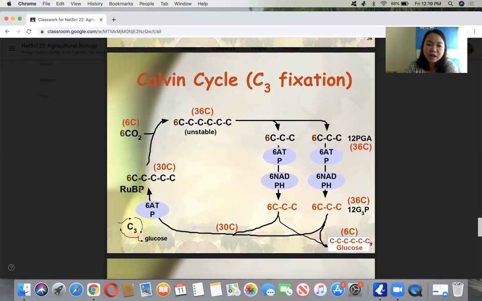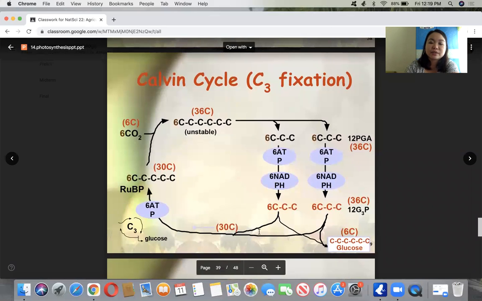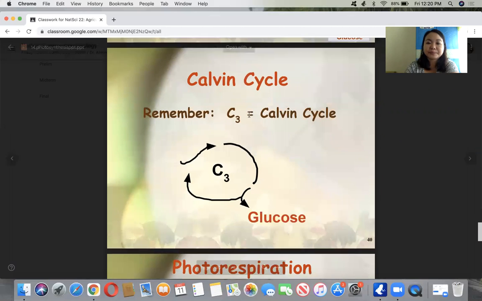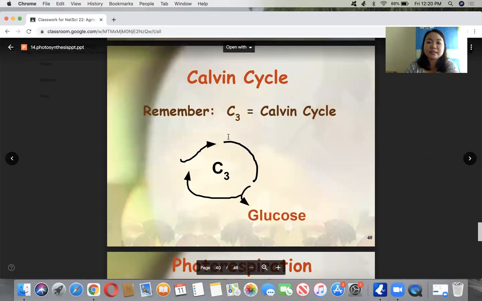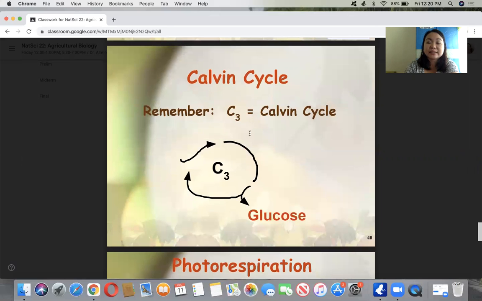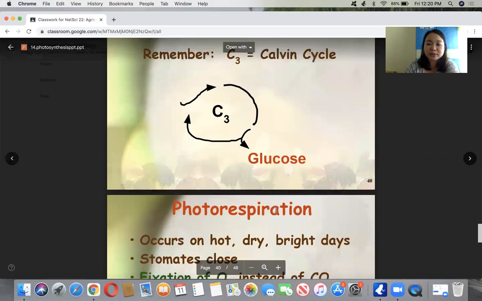You have here the RuBP with the 6 carbon and 30 carbons, and then it becomes unstable and produces 6 molecules with 3 carbons and 6 carbons to produce glucose. And again, it goes around for 30 carbons, again the whole process. So the carbon cycle is C3 to produce the 3 carbon glucose.